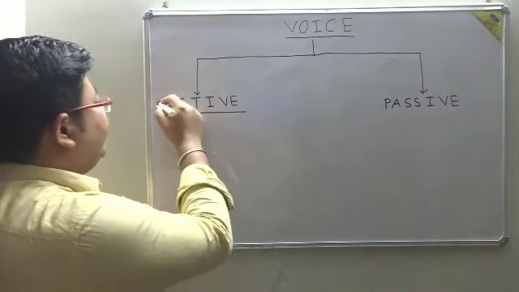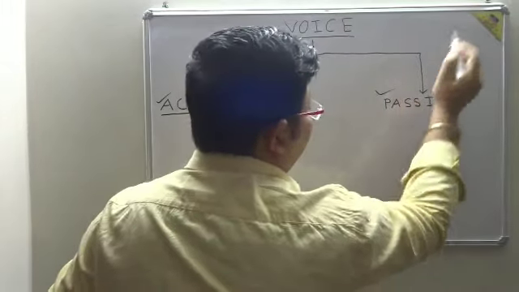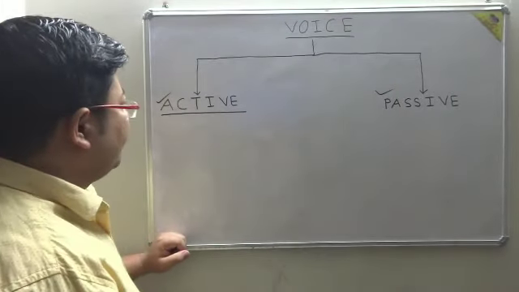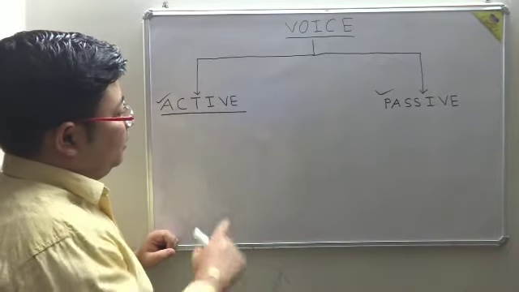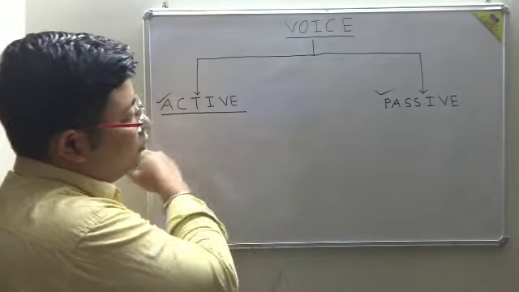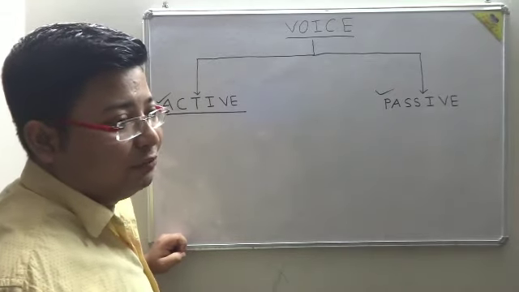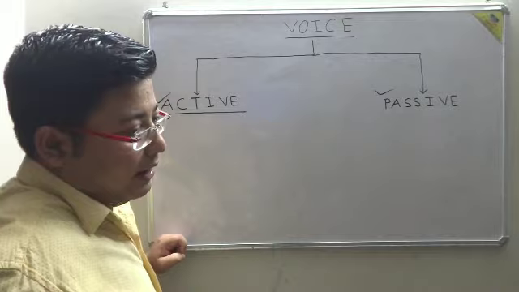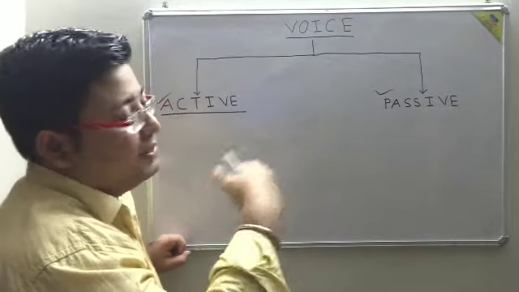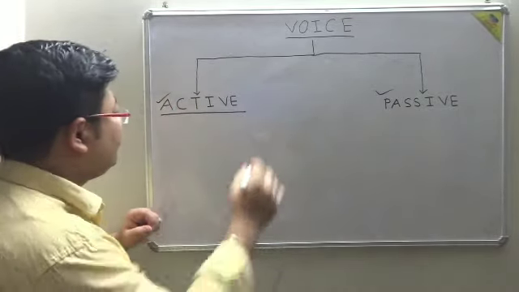First one is the active voice and second one is the passive voice. Okay. Now I shall write one simple sentence in order to show the active and passive voice. I will write one simple sentence of active voice and I will convert that sentence into passive voice. Okay.